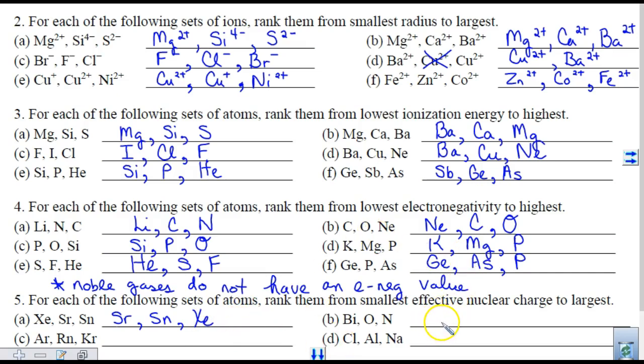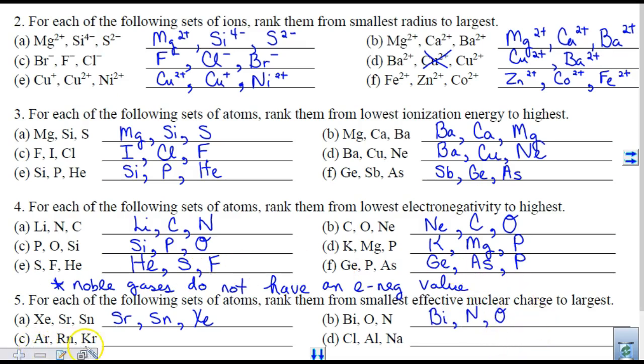In B, we are comparing bismuth, oxygen, and nitrogen. So pause the video and see if you can order them correctly. Bismuth is located lowest in the periodic table. It is several rows lower than oxygen or nitrogen. So bismuth is going to have the least effective nuclear charge. And then since nitrogen is to the left of oxygen, nitrogen will be second and oxygen having the greatest.